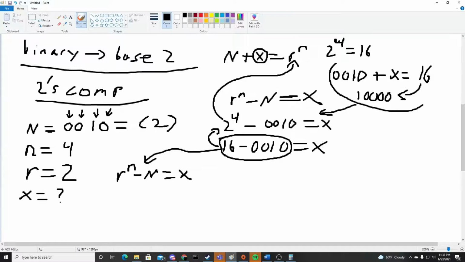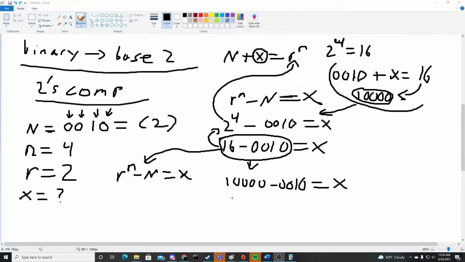r to the n minus n equals x, where 16 is really our r to the n, 0010 is then our uppercase N, which is a number we already have, and we're trying to find x, which is the 2's complement. So if we take this down one step further, let's convert 16 now to binary, which we've already done over here. So we just have 10000 minus 0010 is equal to x.